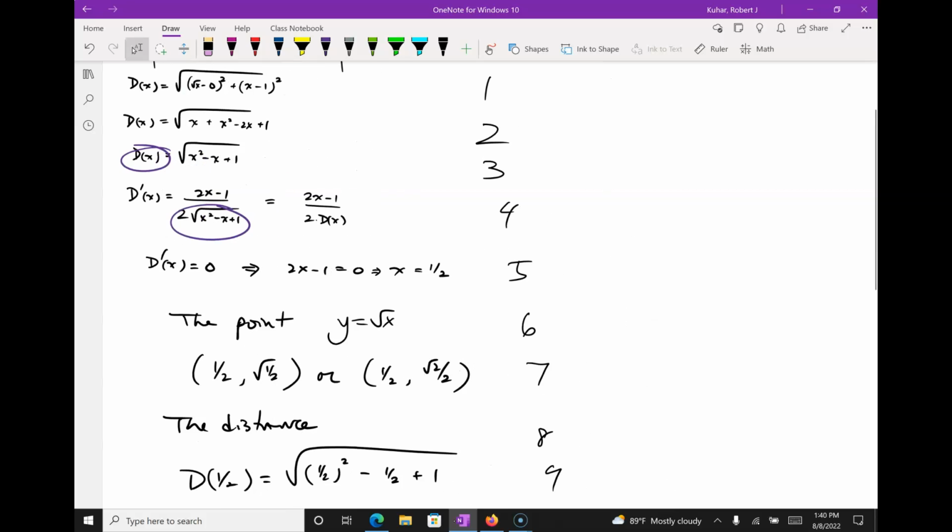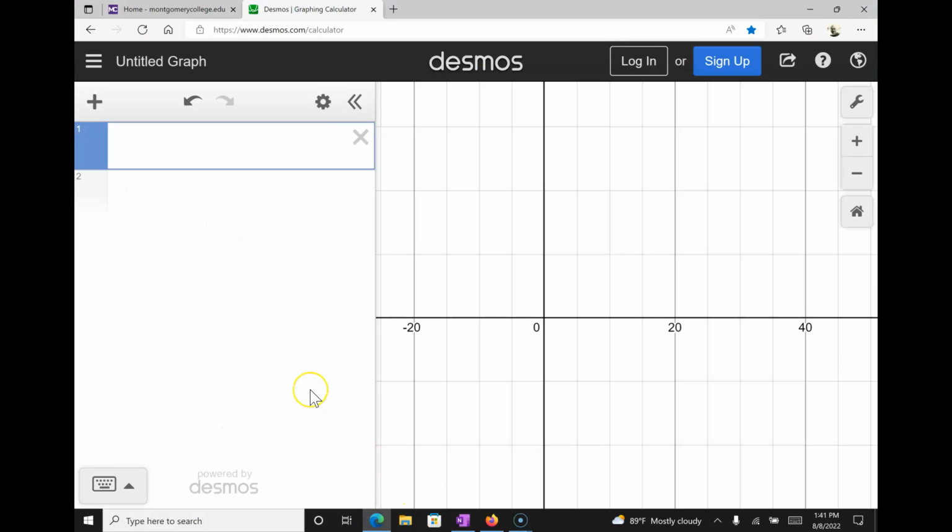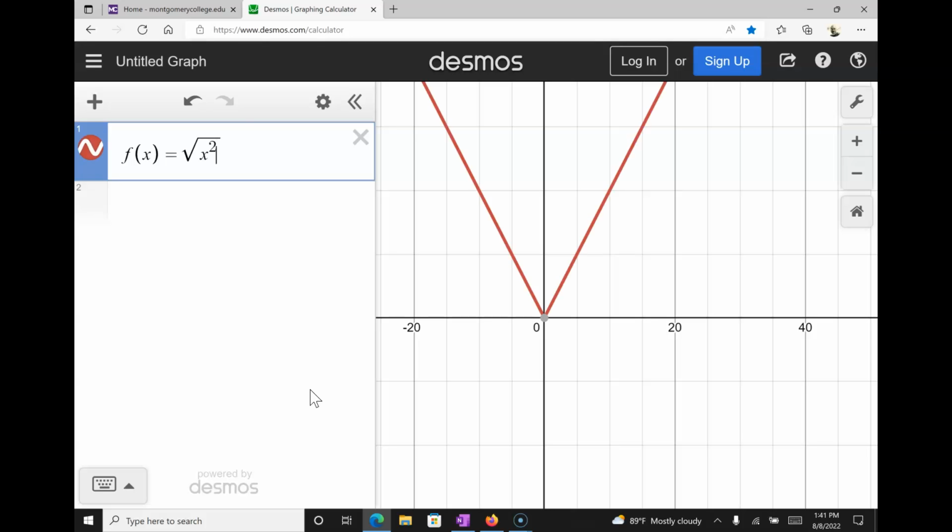Yes, good. So first of all, let's make sure we're using all of our old tools, right? I got f of x, or d of x, was the square root of x squared minus x plus 1, right? And you can see it's that low point.